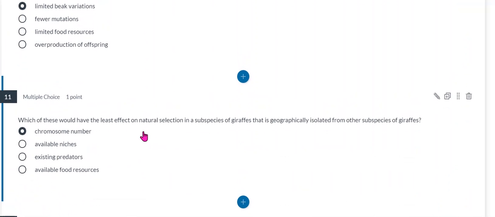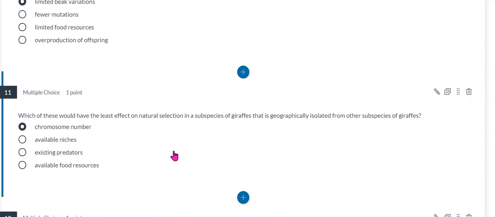Number 11, which of the following would have been least effective in natural selection in a subspecies of giraffes that is geographically isolated from other giraffes? It is chromosome number. Chromosome number doesn't necessarily have any effect, but the function that those giraffes do in that particular area, which is a niche, and existing predators and available food sources, are the factors that definitely control the evolution of that newly isolated giraffe in that new geographic area.